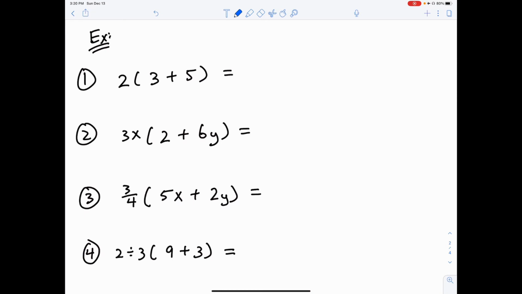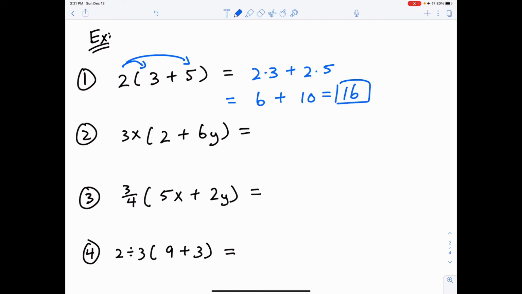So the first one, we have 2 bracket 3 plus 5. We're going to multiply it into each term. So then we get 2 times 3 plus 2 times 5. This will then give us 6 plus 10, which is 16.